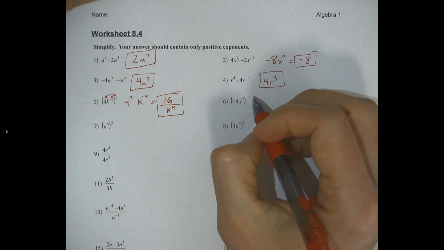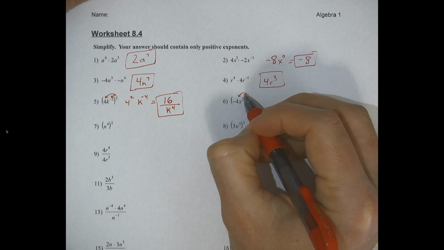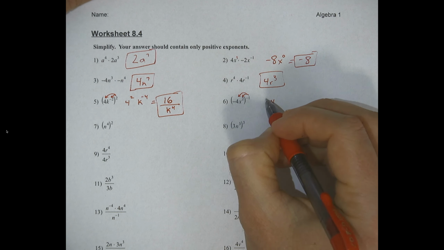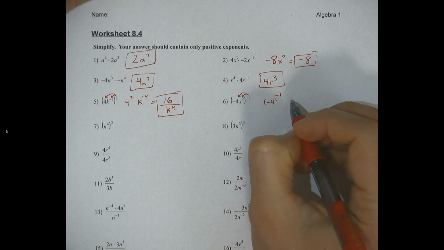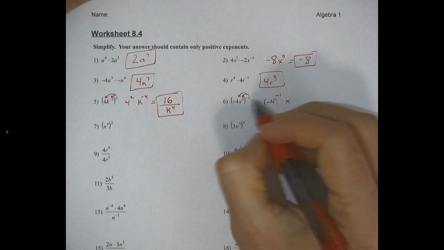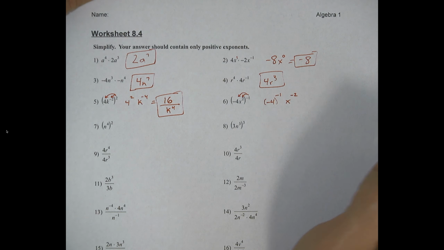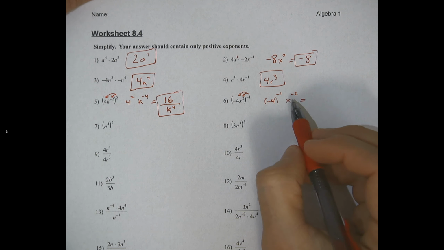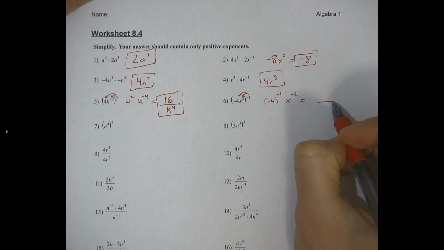Number 6. All right, raising to the negative 1, raising to the negative 1. Make sure both of them get that. So I'm going to have negative 4, and that whole thing is being raised to the negative 1. And I'm going to have x and a power raised to a power. I'm multiplying, so this is to the negative 2nd. All right, so both of these have negative exponents. Both of them need to go to the denominator to make them positive.